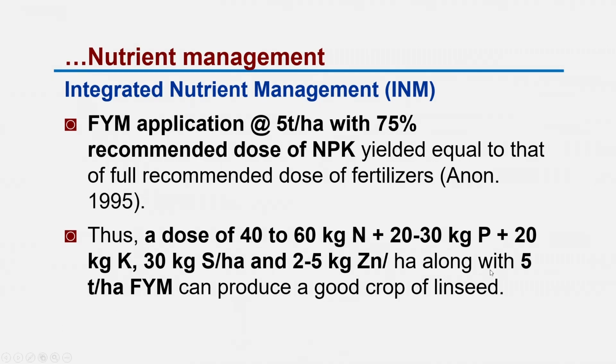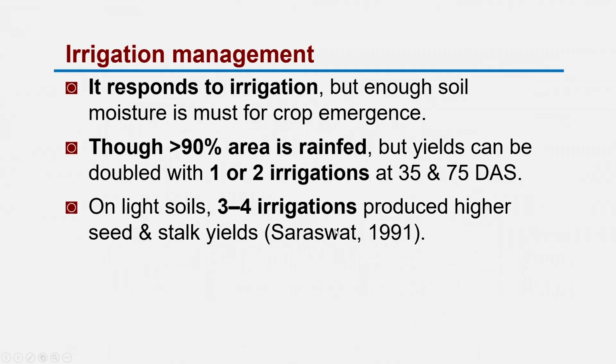Thus, a dose of 40 to 60 kg N plus 20 to 30 kg phosphorus plus 20 kg potassium, 30 kg sulfur and 2 to 5 kg zinc per hectare along with 5 ton per hectare FYM can produce a good crop yield of linseed.